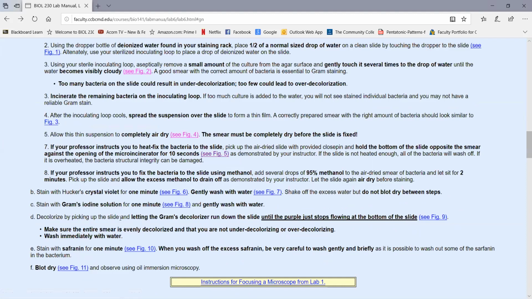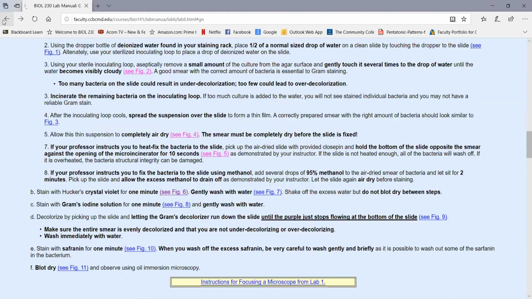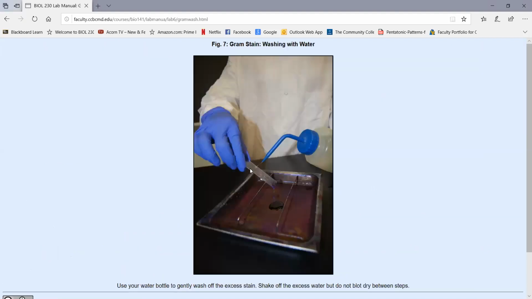At that point, you're going to stain the bacteria with Hucker's Crystal Violet for 1 minute. That's the purple dye. So you want to cover the whole smear. After 1 minute, pick the slide up and gently wash with water. So remember, we're going to direct the water above the smear, let it run down over the smear until the liquid at the bottom turns relatively clear. We're just washing the excess dye off the glass, not off the smear.